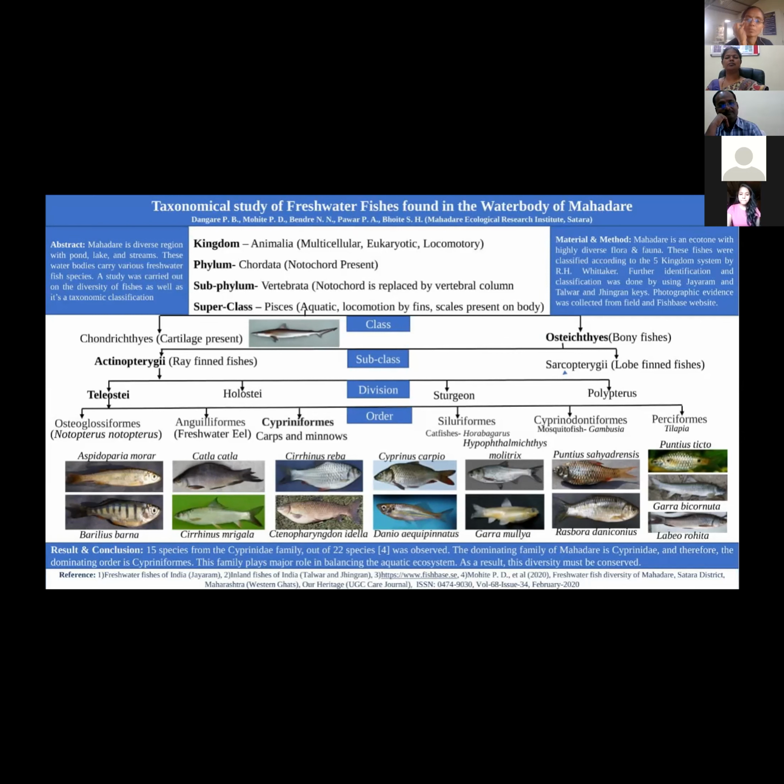Sir, we identified it and we conclude that 22 species of the Cyprinidae family out of 50 species were observed in this area, and the dominant family is Cyprinidae. So hence we want to conserve it. We don't introduce any other exotic species in that area. Give me an example of some of the exotic fish.